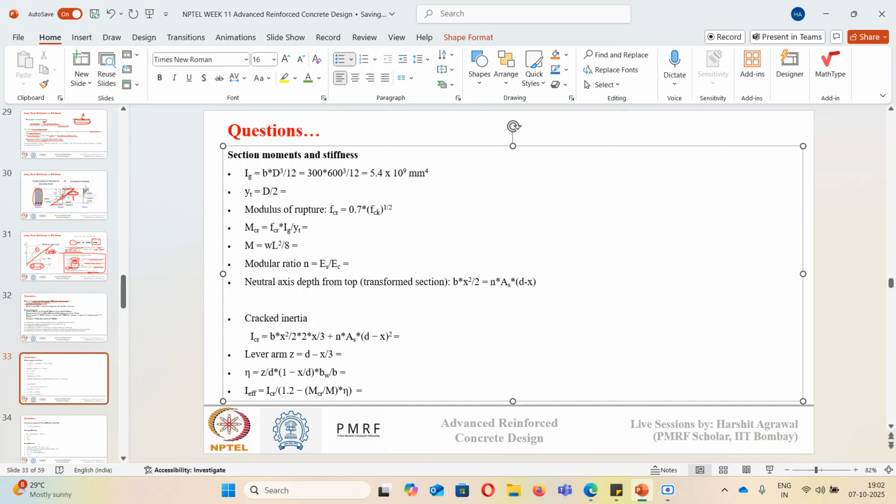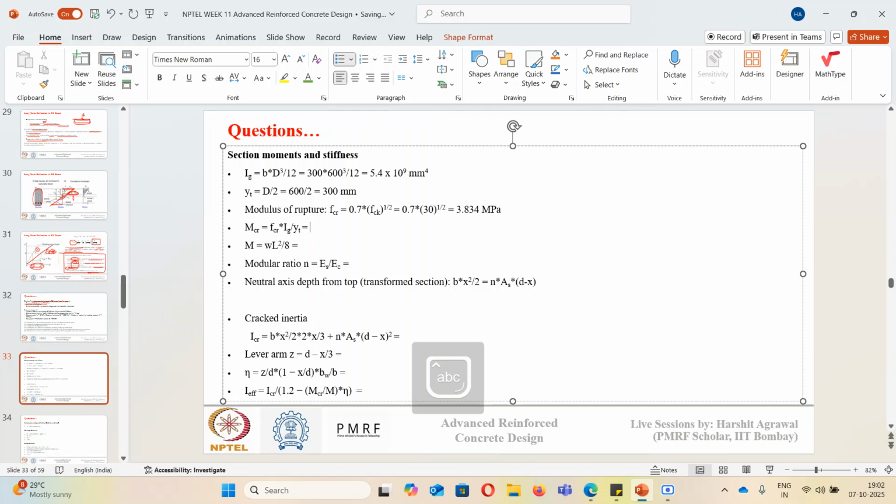The Yt value is nothing but total depth divided by 2, so 600 divided by 2, which will be equal to 300 mm. The modulus of rupture of concrete we know is 0.7 under root of FCK. So we can calculate it as 0.7 under root of 30, which will come out to be 3.834 MPa.